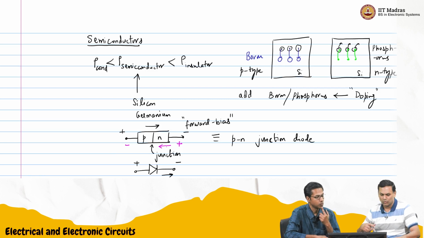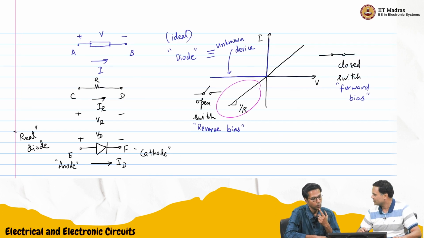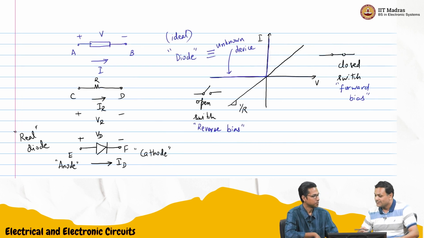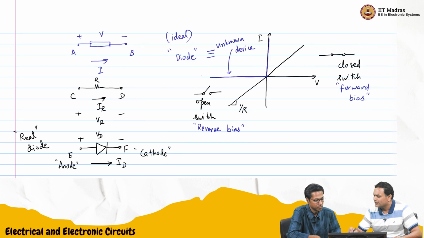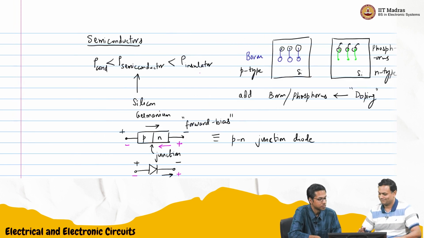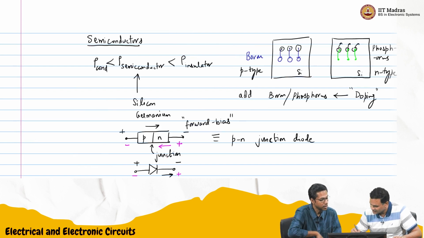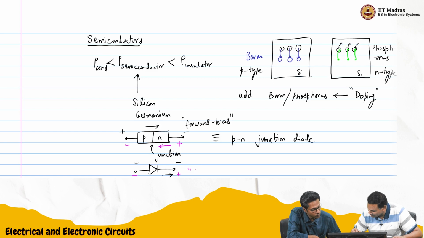This will be the third quadrant. This will be the region of operation for a resistor. For the diode, it is an open switch. If it was a resistor, it will be in the third quadrant. If it is a diode, it's just on the x-axis. So we will write reverse bias in that color.